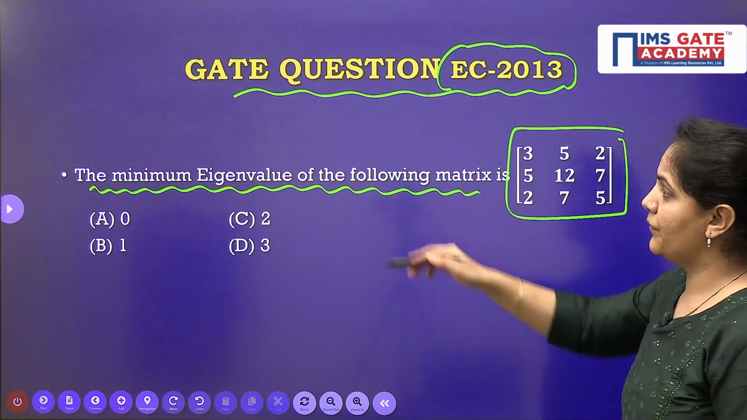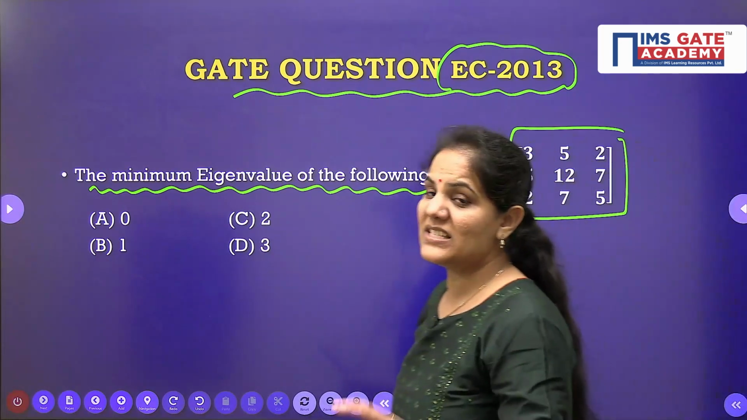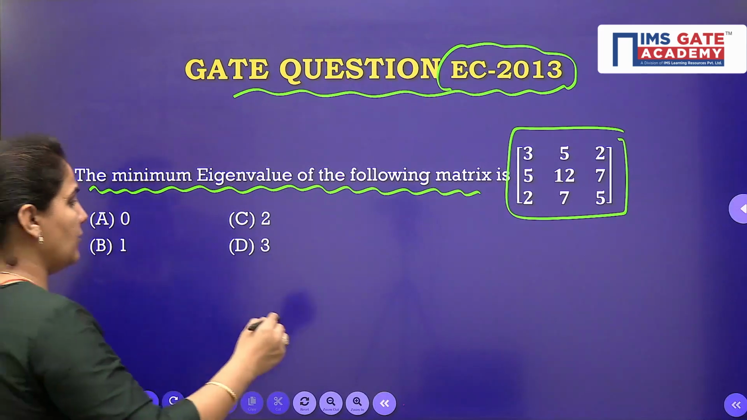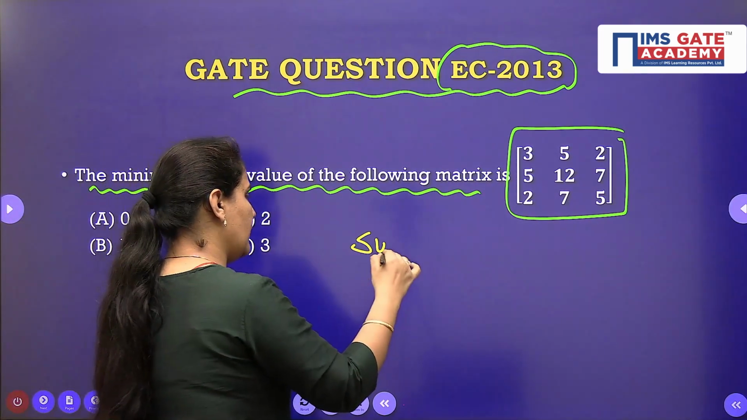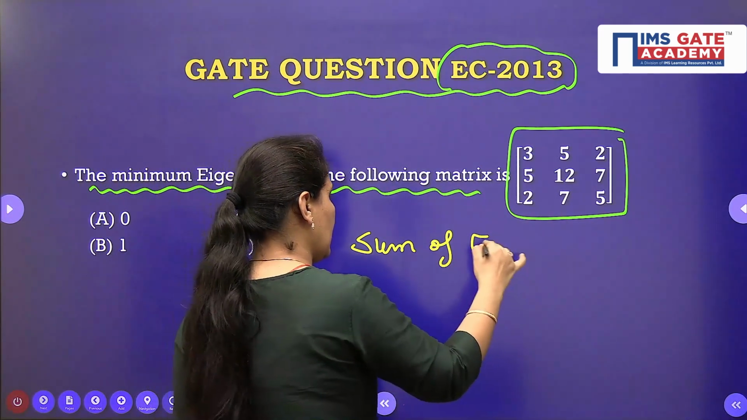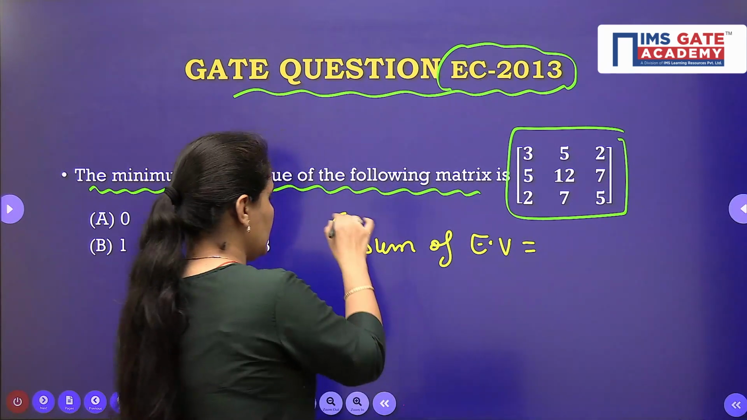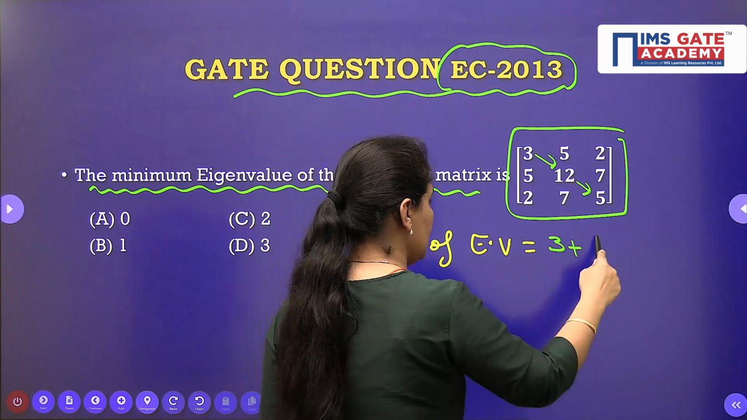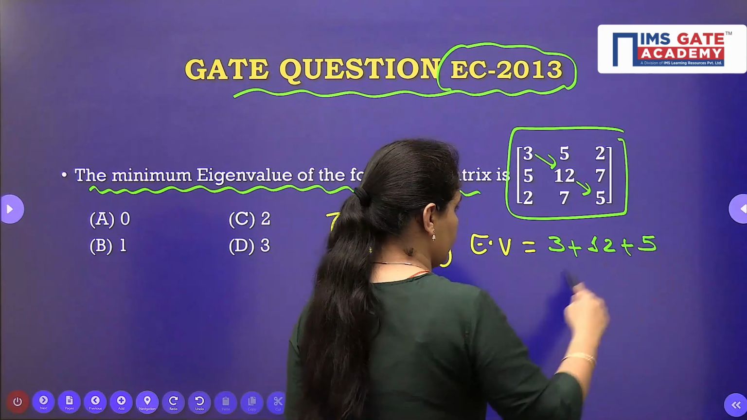For this I need to find out the minimum eigenvalue, meaning the smallest eigenvalue. So first of all, you have to ask yourself, can you go with the sum of eigenvalues? The sum of eigenvalues means the sum of the principal diagonal elements. So this is 3 plus 12 plus 5.